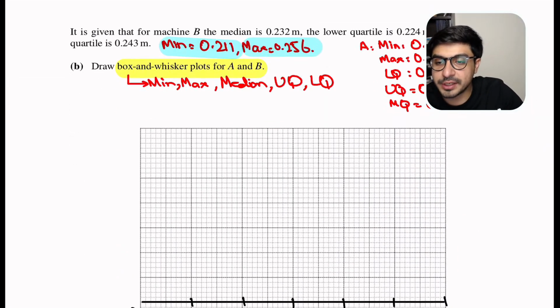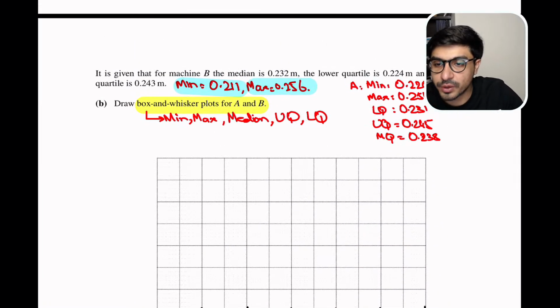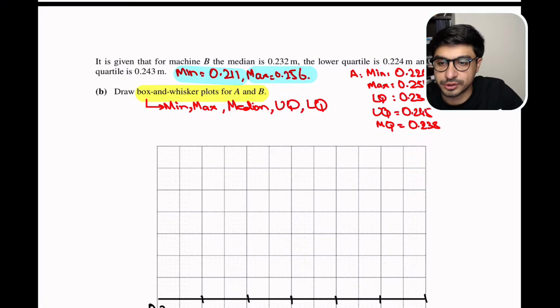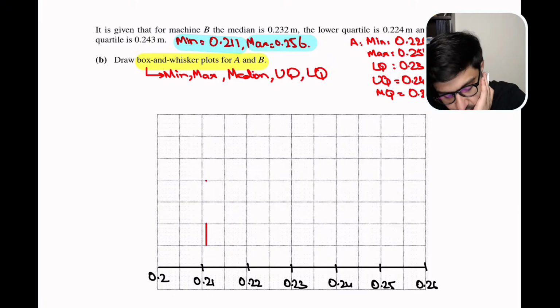Then what is going to be the median? Let's just draw B first. For machine B, the median is 0.232. So let's just draw the minimum value first of all. It's going to be 0.211, so 0.211 is going to be somewhere over here, right? Let's just draw it because we need to draw 2. So this is going to be the minimum value. The maximum value is 0.256, so 0.256 is going to be somewhere over here.